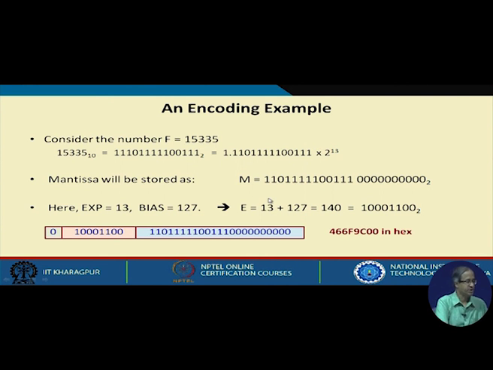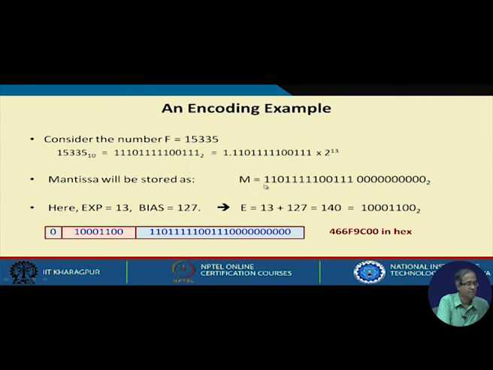Fine, let us look at some encoding examples. We consider a number f, let us say 15335. If you convert this into binary, it is like this, and if you express it in fractional form, you put a radix point here, and if you count the digits into 2 to the power 13, there are 13 binary bits here. So, this is the same as this. Now, if we express the number like this, you see the mantissa is already normalized. It starts with 1, so you are not storing this 1, you are storing the remaining bits. So, the mantissa will be stored as this.